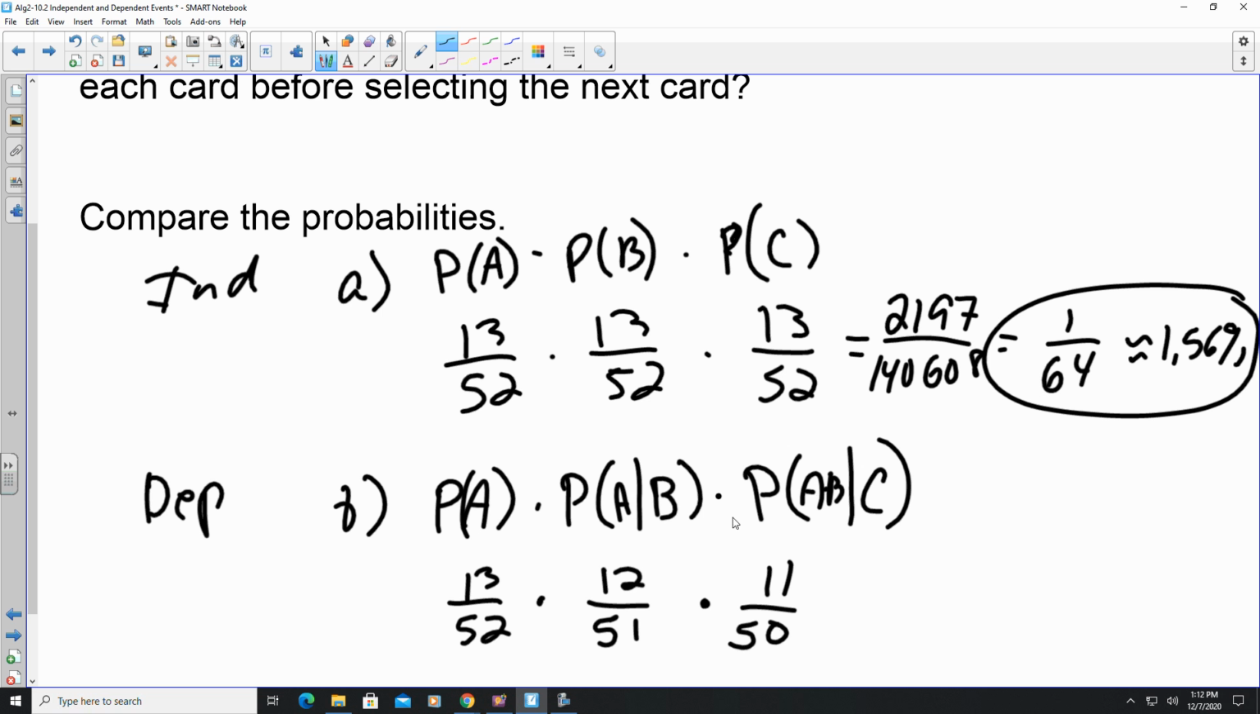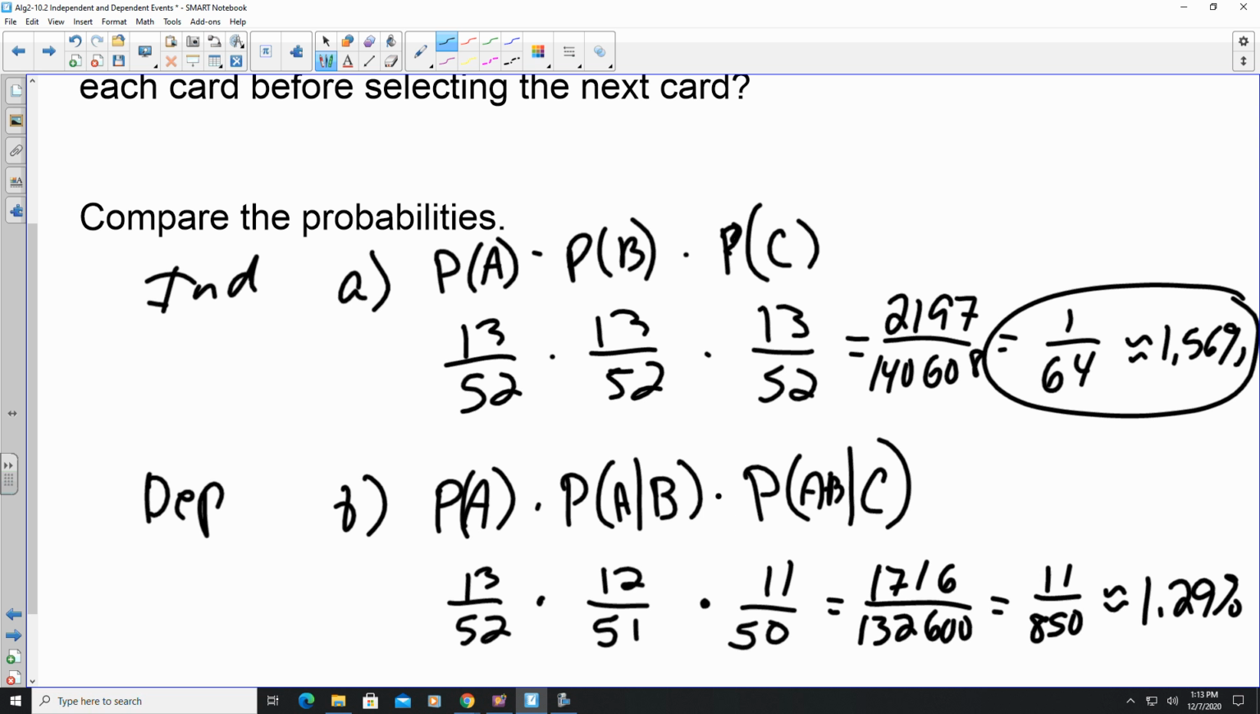Now when you multiply it across, the top is going to be 1,716, and on the bottom it's going to be 132,600. This gets reduced to 11 over 850, which gets you a rough percentage of 1.29%. So you have a better chance of getting 3 hearts in a row if you replace the card rather than not replacing it. They're both small chances, but your chances are greater in the independent event.